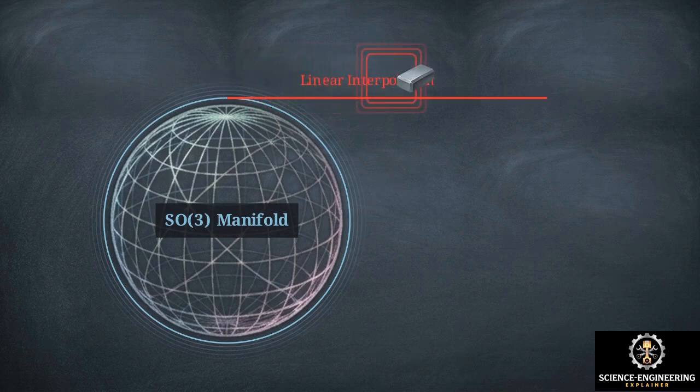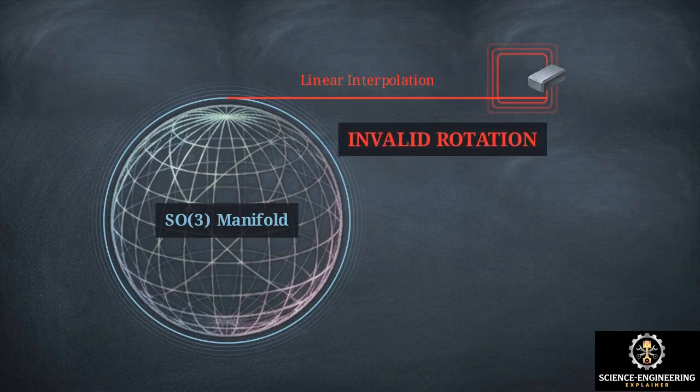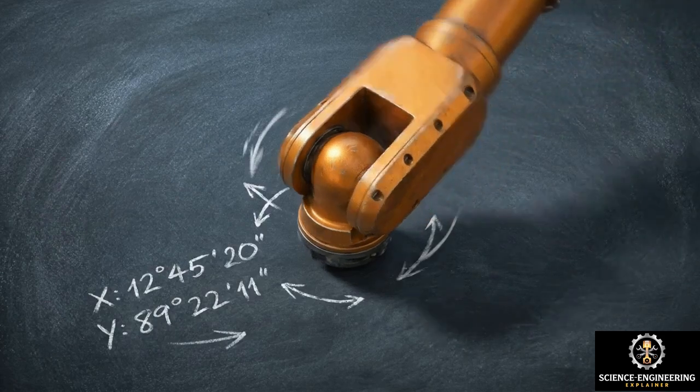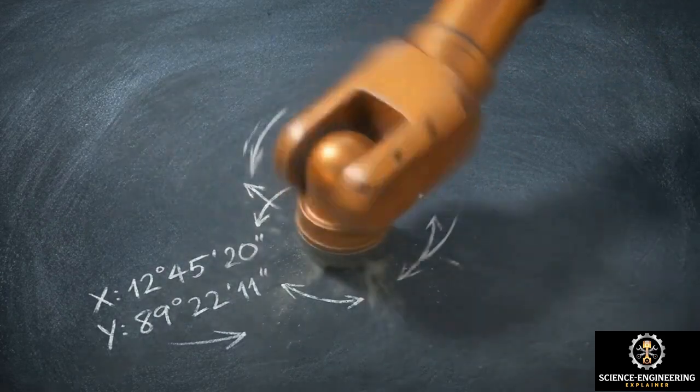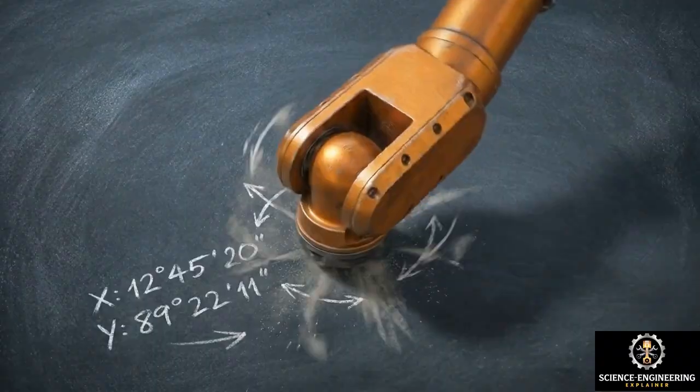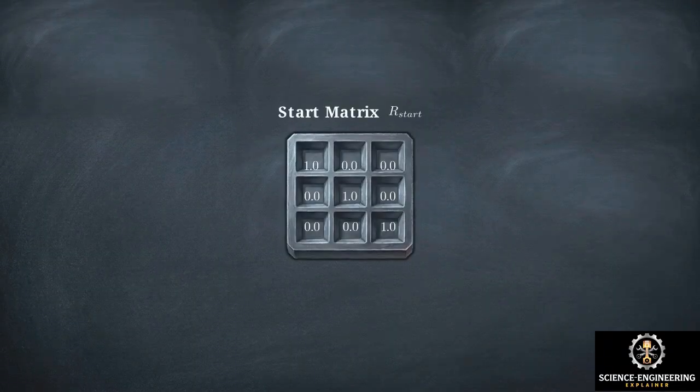Failing to respect the topological curvature of the SO3 manifold means the math no longer represents a valid physical rotation. The hardware receives corrupted commands, resulting in coordinate frames that skew, warp, and trigger erratic, uncontrollable joint actuation. To understand this failure, we have to look at the standard 3x3 rotation matrix.